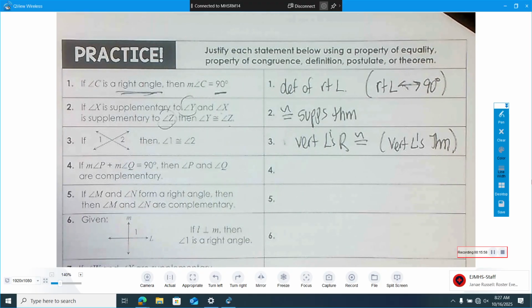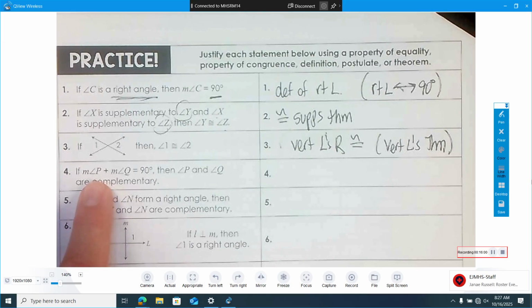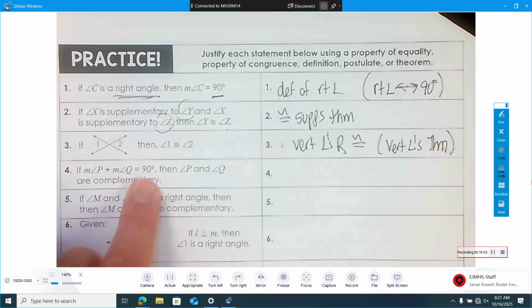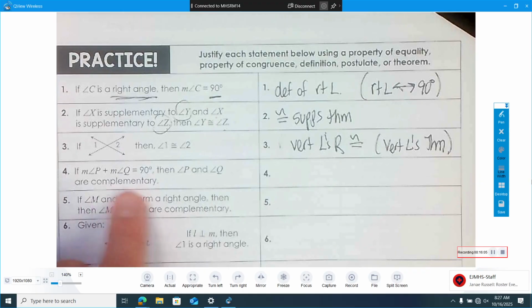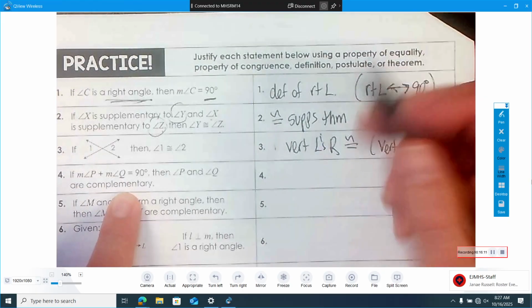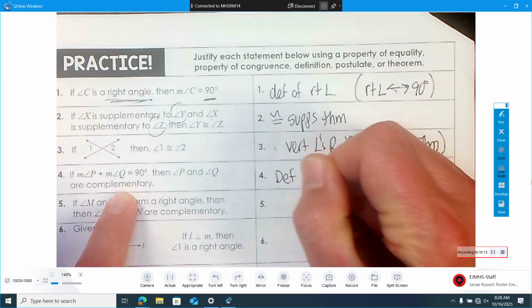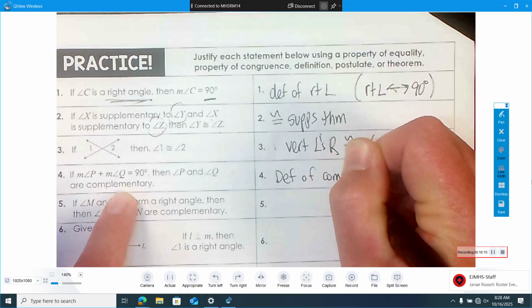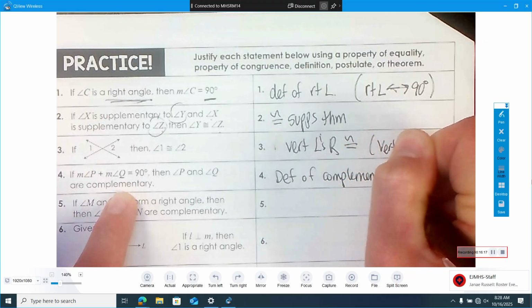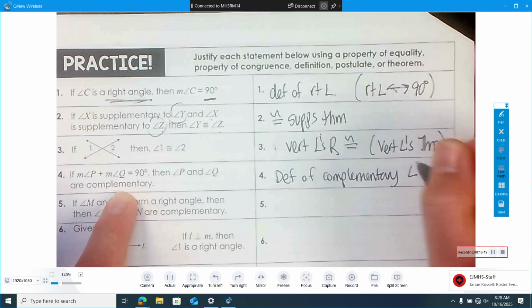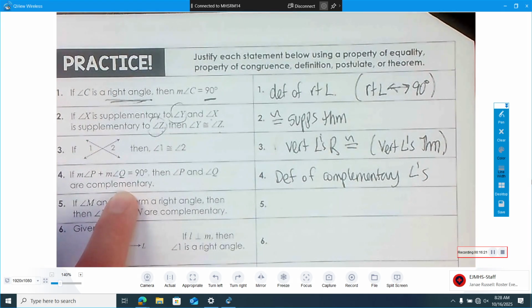If the measure of angle P plus the measure of angle Q equals 90 degrees, then P and Q are complementary. How do we know that they're called complementary? Because they equal 90. That is the definition of complementary. Definition of complementary angles, that they add to be 90 degrees.